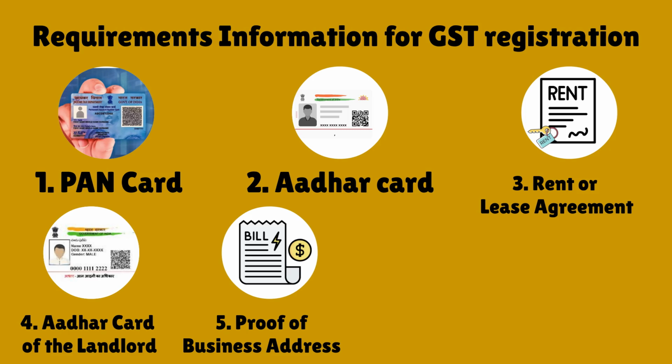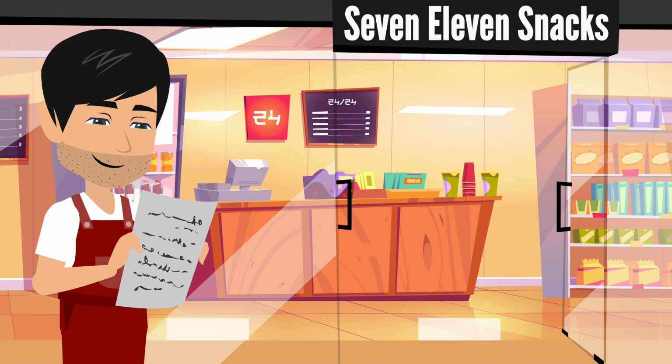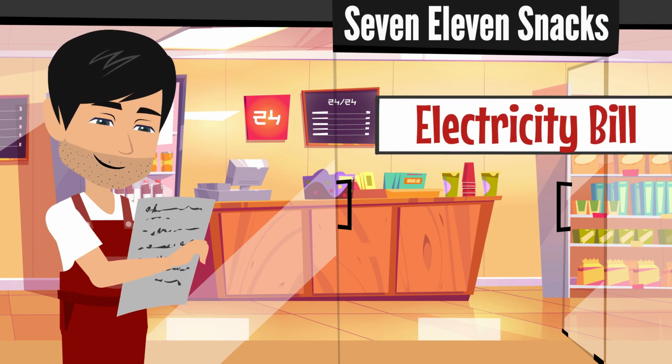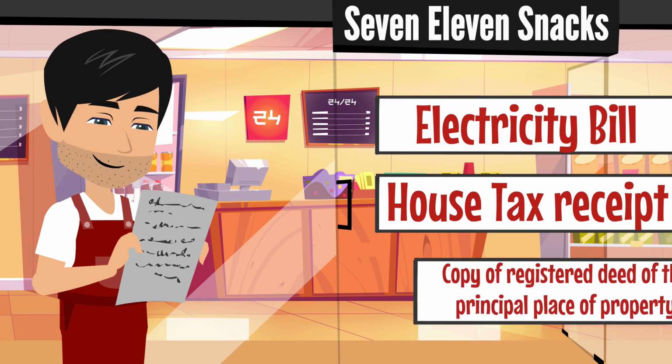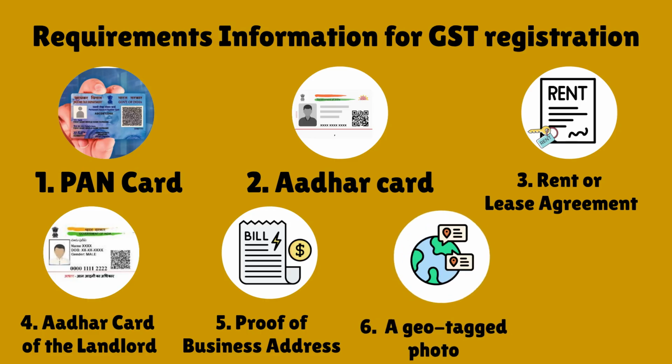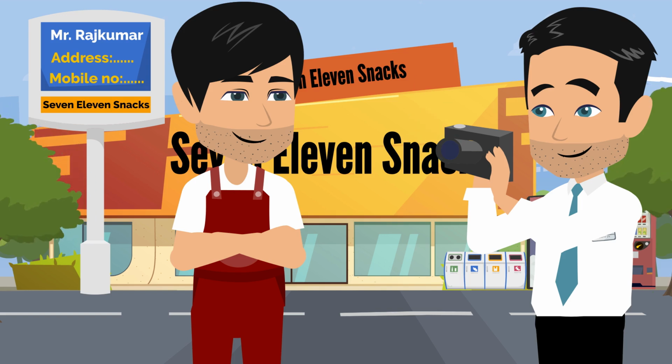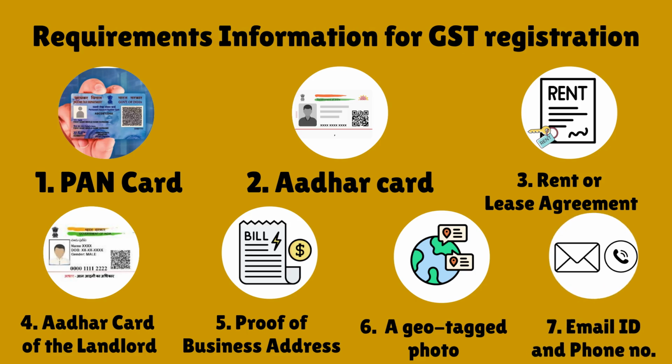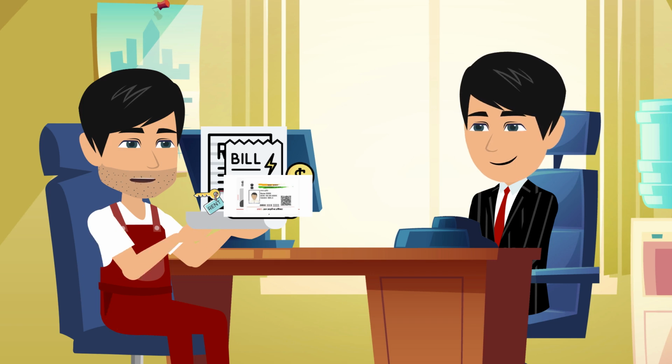Proof of business address. You need to provide one of the following: an electricity bill, house tax receipt, or a copy of the registered deed for the property. Geotagged photo. A geotagged photo of your business location is required. The address in this photo should match with the rent agreement and electricity bill. Email and phone number. Please provide your valid email ID and phone number for communication. Here are all the documents you need.